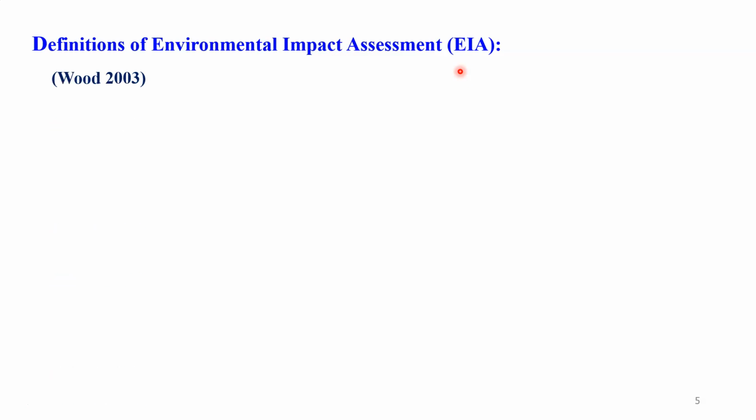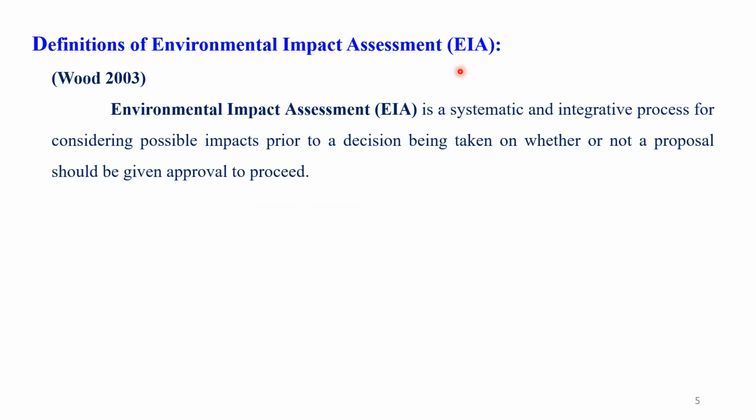Let us see one very important definition that was given by Wood in 2003. Environmental impact assessment, that is EIA, is a systematic and integrative process for considering possible impact prior to a decision being taken on whether or not a proposal should be given approval to proceed. This is a very important definition.